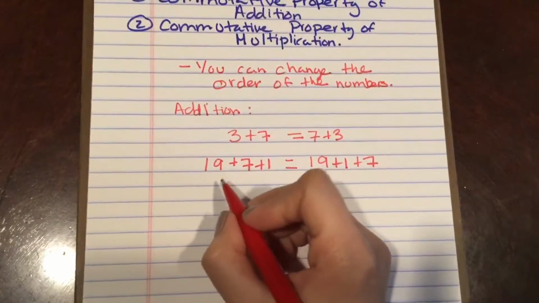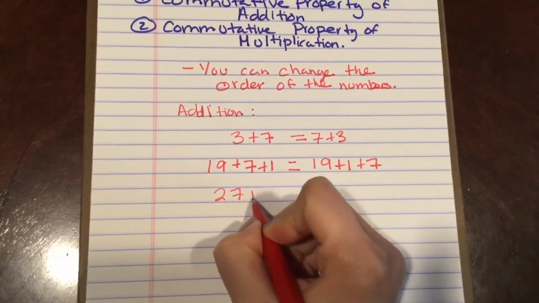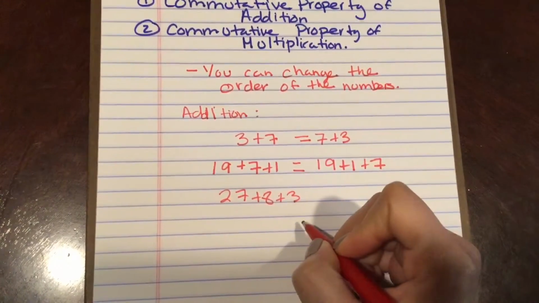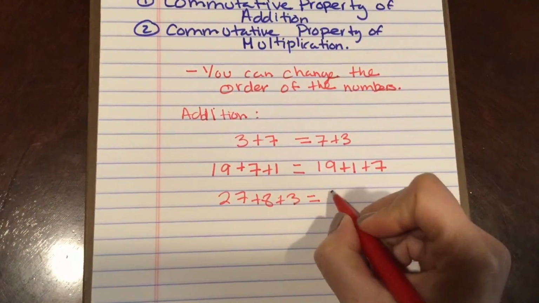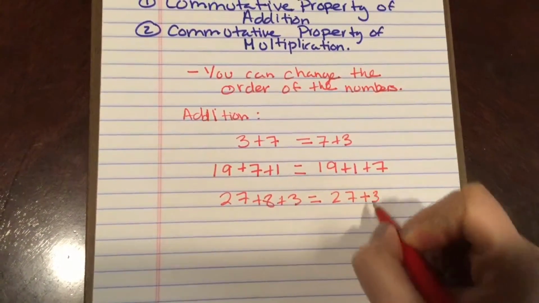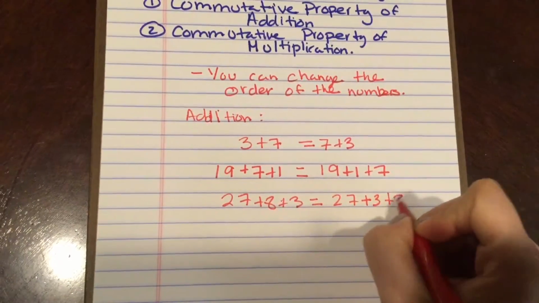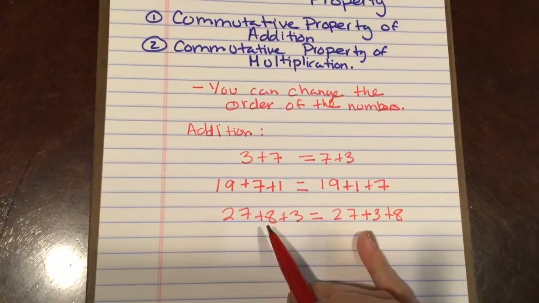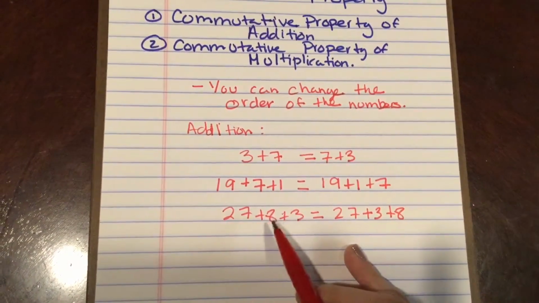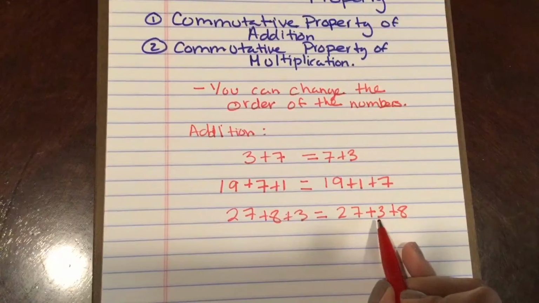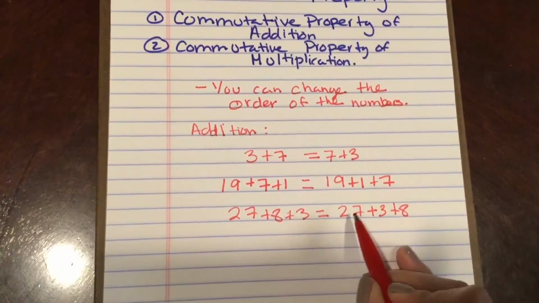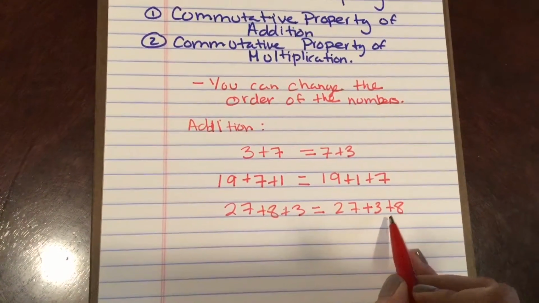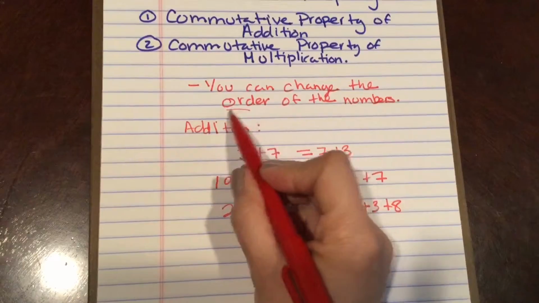Here's another example. Try to add this quickly in your head. 27 plus 8 plus 3. Wouldn't it be a lot easier for you to do 27 plus 3, get 30, and then quickly add 8 to get 38? So again, the commutative property allows us to change the order. Here I switch the order of the 8 and the 3. First I put the 3, then I put the 8, allowing me to quickly add 27 plus 3 and then add 8. The commutative property allows you to change the order.